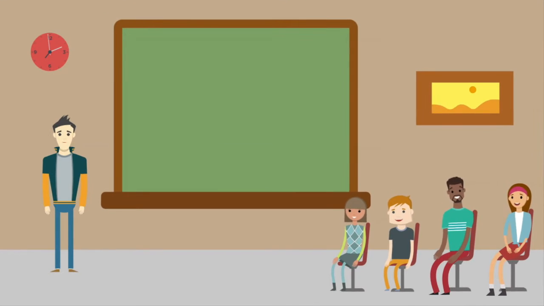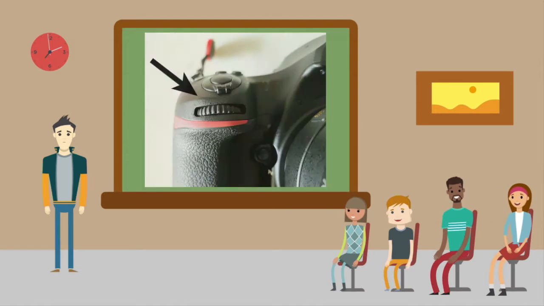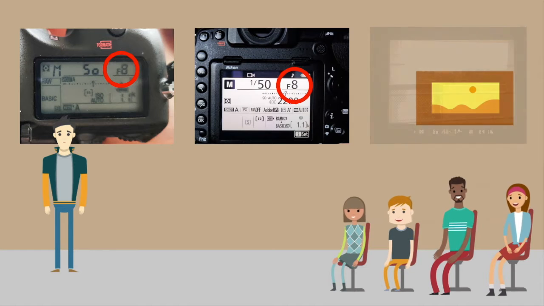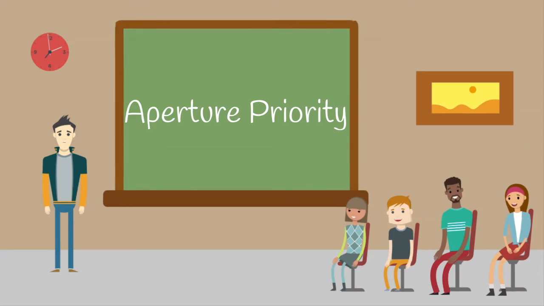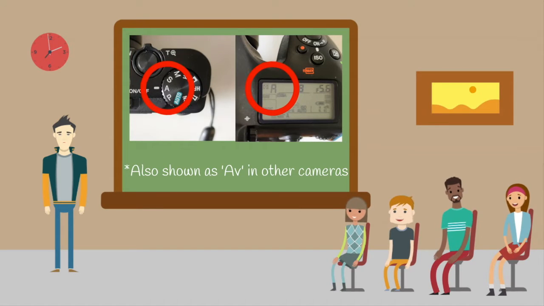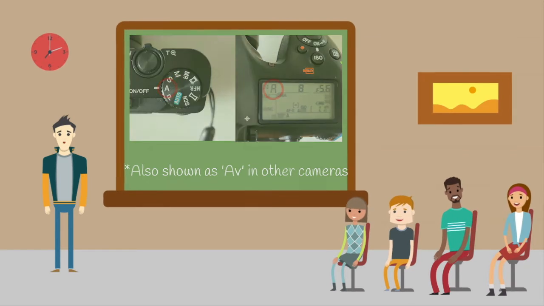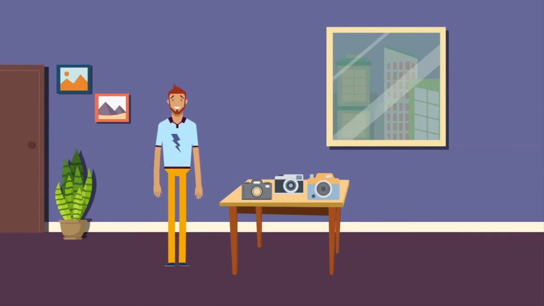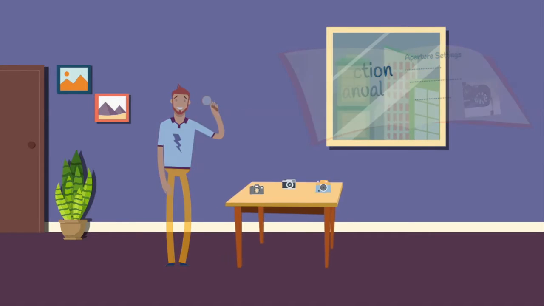In most modern cameras, you can set the aperture by turning a dial or pressing a button on the camera body. The aperture setting will then be displayed on the LCD panel, the rear screen, or in the viewfinder. In some cameras, there is a setting called Aperture Priority, where you control the size of the aperture while the camera sets the shutter speed and ISO to get the desired exposure. How the aperture is set and displayed varies from camera to camera, so make sure to go through your camera's instruction manual on how to set the aperture for your particular model.